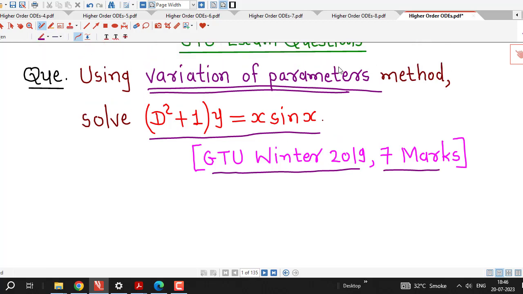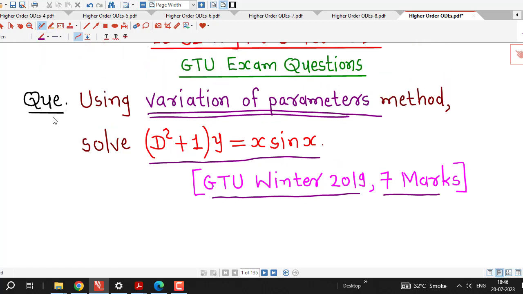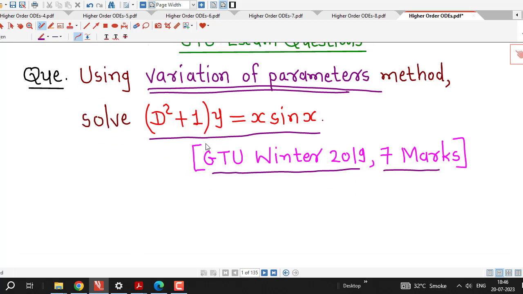Whatever method is specified in the question, you have to use that specified method only. If the method is not specified, then you can use the method which is comfortable to you, or the method which requires the minimum number of steps to solve the given differential equation. But here it is already given that you have to use the variation of parameters method, so you must solve this equation using that method.